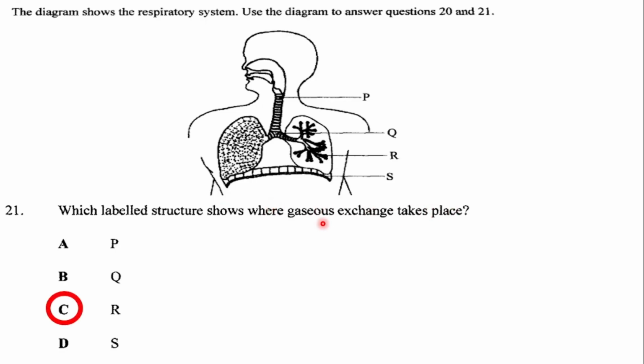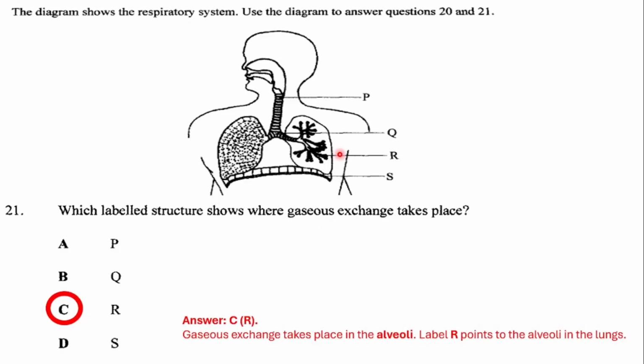Well, gaseous exchange takes place in the alveoli, and so that is going to be R. So the correct answer is definitely going to be C. Gaseous exchange takes place in the alveoli. Label R points to the alveoli in the lungs.